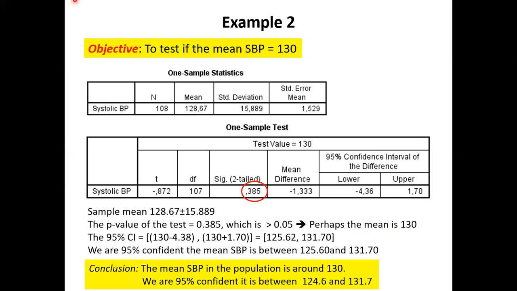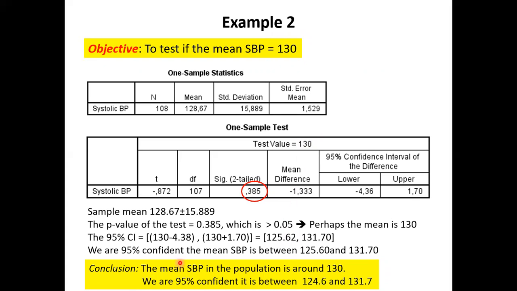Now look at the interval. Confidence interval. Add this and add this. Is it correct? Yes. Now 130, where does it fall? Does it fall inside? Yes, it falls inside. That means it's possible the mean is 130.